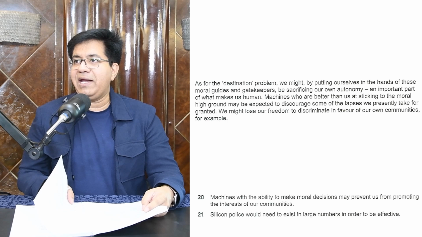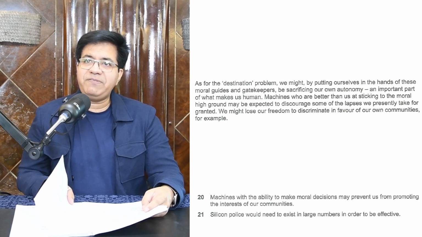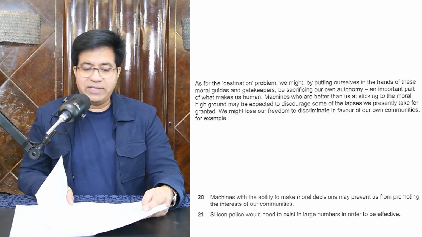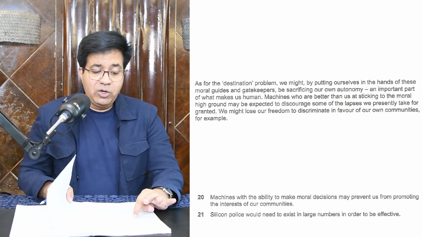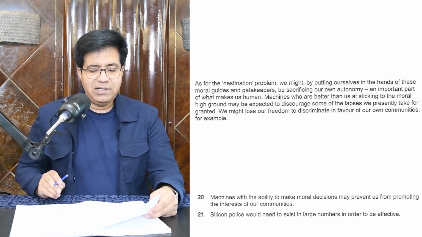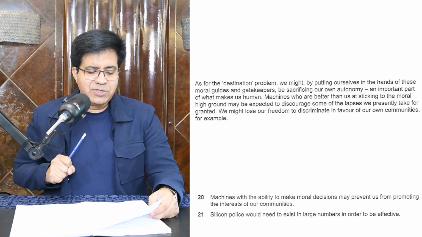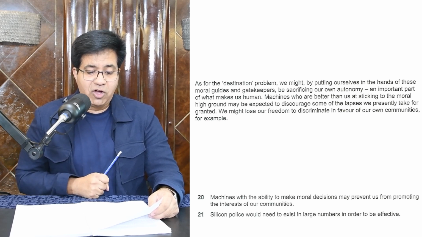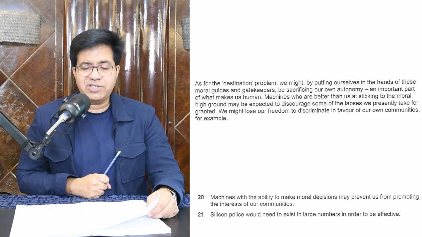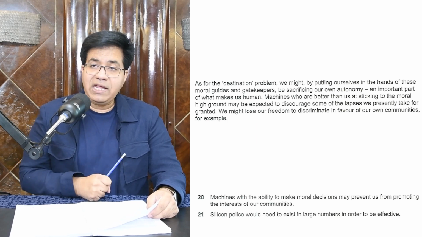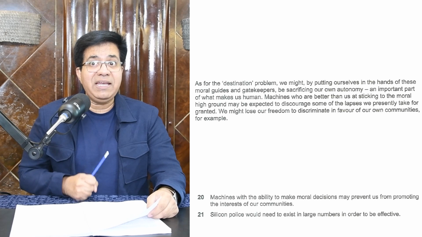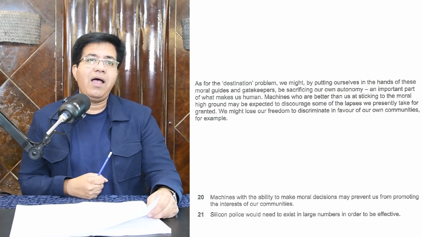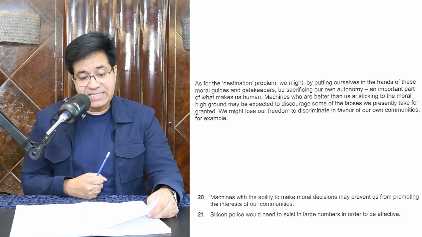What is to discriminate? If I am Pakistani, I will favor Pakistanis. If I am Indian, I will favor Indians only. So that is what we call discriminate. We might lose our freedom to discriminate. What's the question? Machines with the ability to make more decisions may prevent us, means they will stop us from promoting the interests of our community. Promoting the interest of our community means discriminate. So machines will stop us from discrimination. What will be the answer? Answer is yes, absolutely.